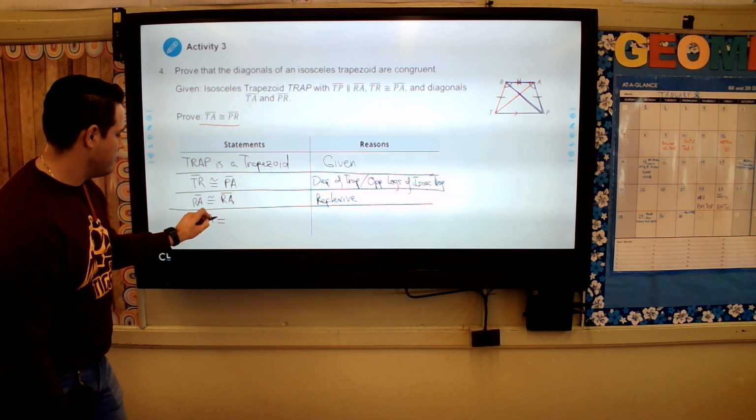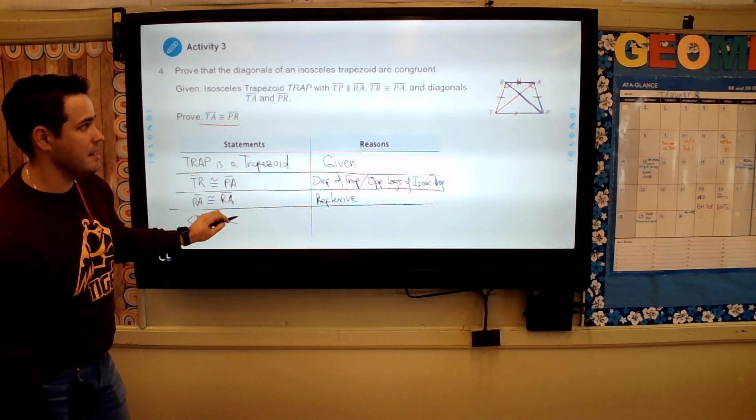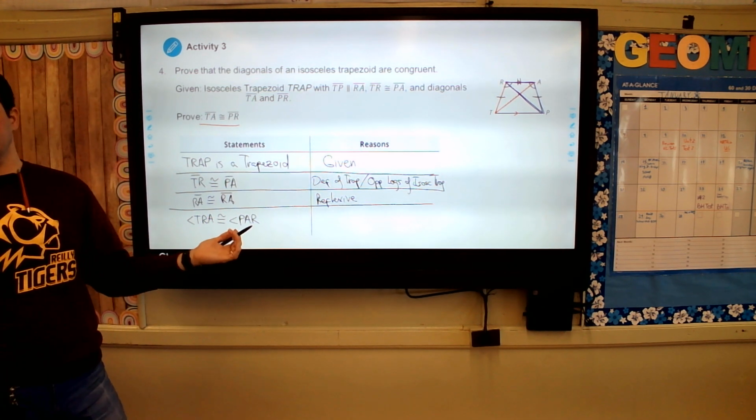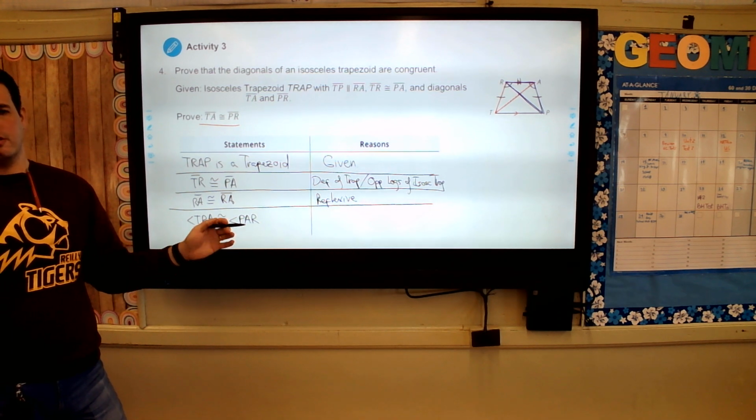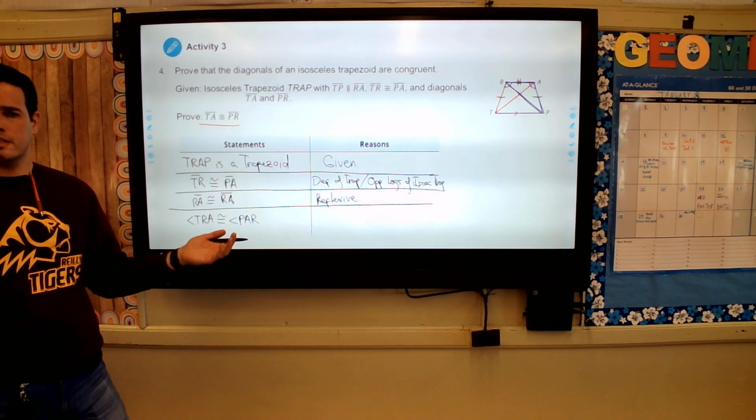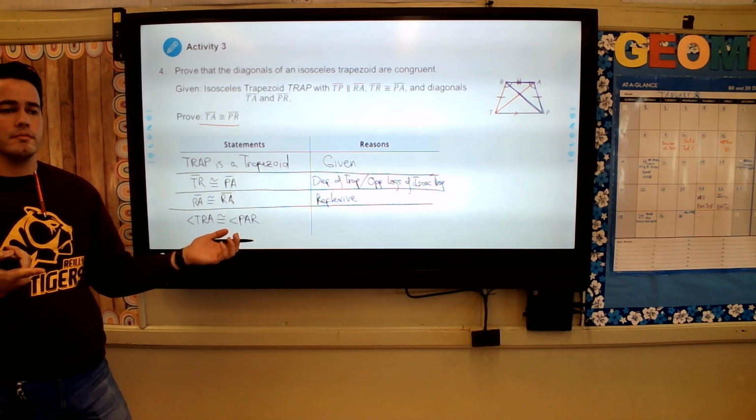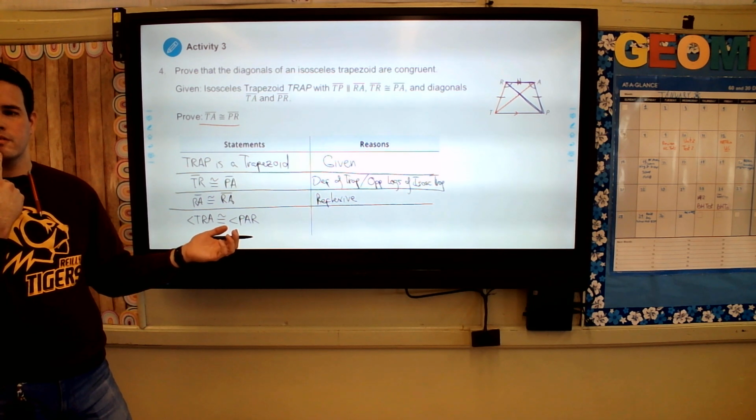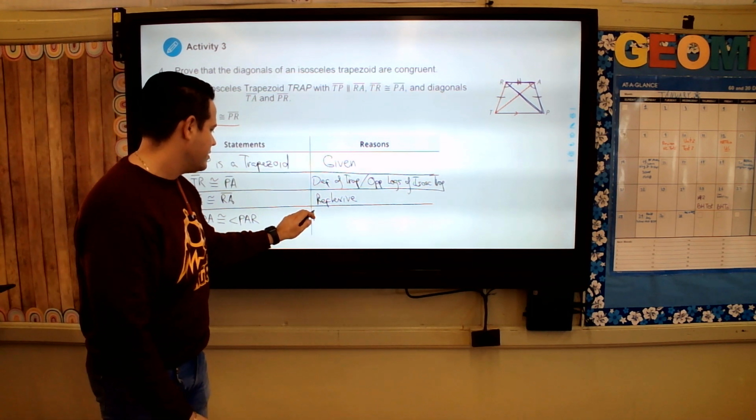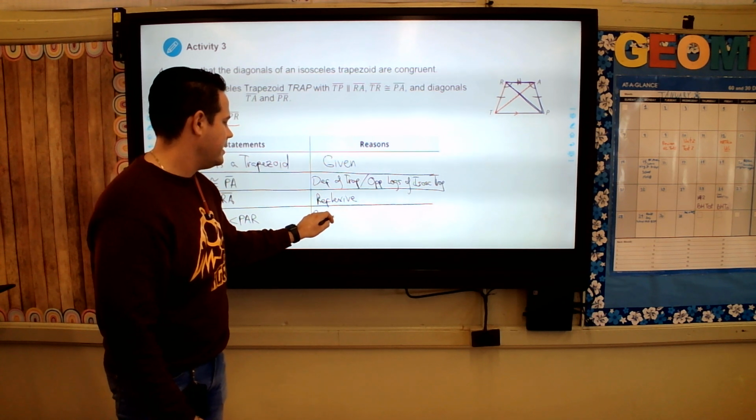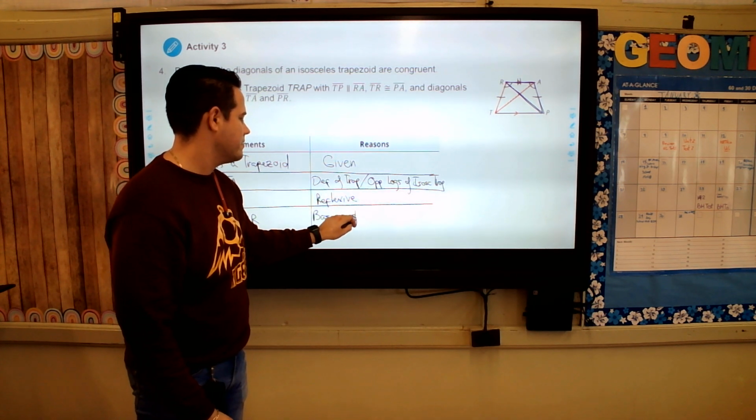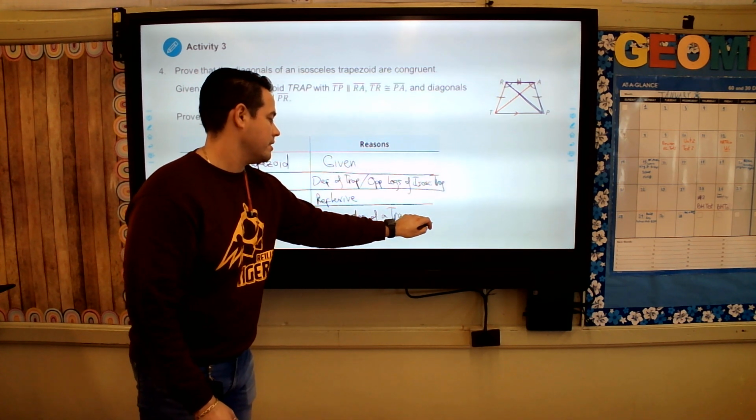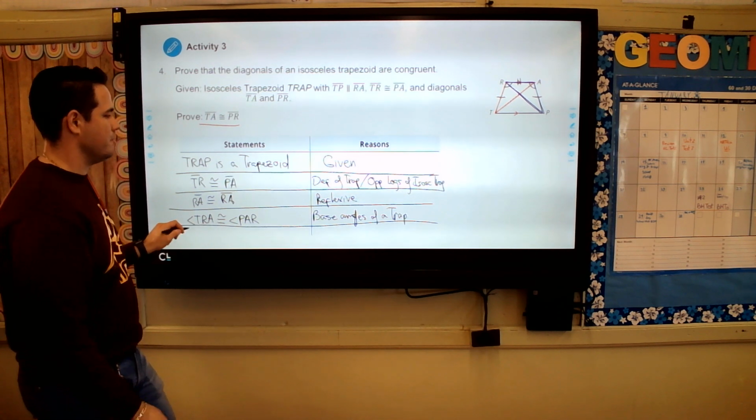Angle TRA is congruent to angle PAR. And why is it that they're congruent? Definition of a trapezoid. You could say that, or you could say what type of angles they are in a trapezoid. Base angles. So they are base angles of a trapezoid, right? Should say isosceles trapezoid. So they are base angles in an isosceles trapezoid.